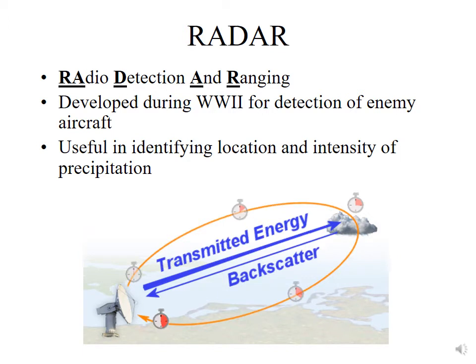And by tracking the length of time between when the pulse is transmitted and when the backscatter returns, you can get an estimate for the distance of that target away from the radar. And the information about the size of the targets is also contained in the backscatter information as well, as larger targets will return a larger proportion of the transmitted energy back to the receiver.